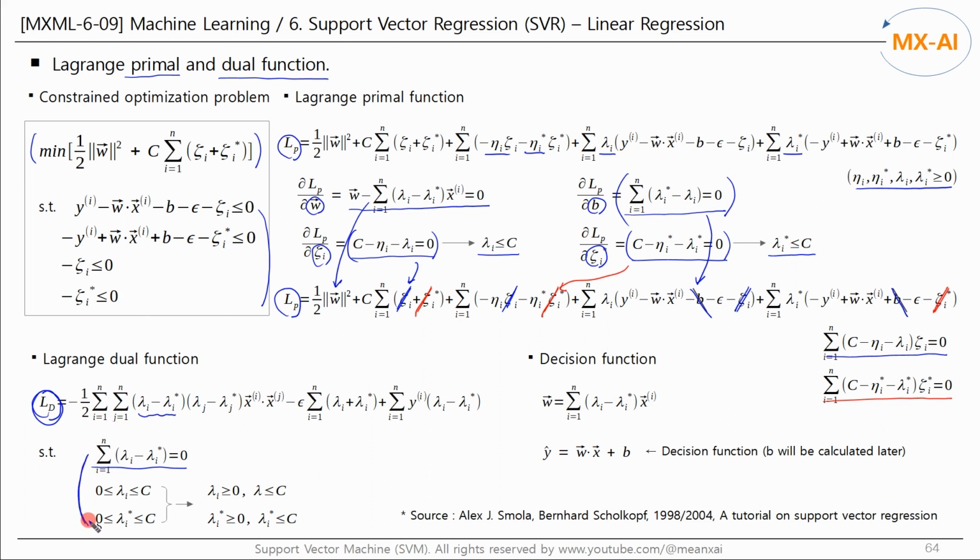Therefore, the dual function becomes an optimization problem with 1 equality constraint and 4 inequality constraints. If we find the lambda and lambda star that maximizes the dual function, we can find W from this equation. And once we find B, we can generate the decision function as follows. We'll look at how to find B later.